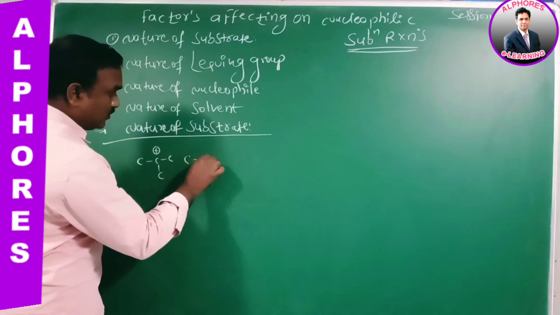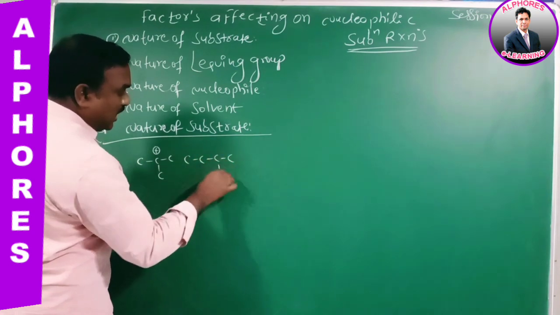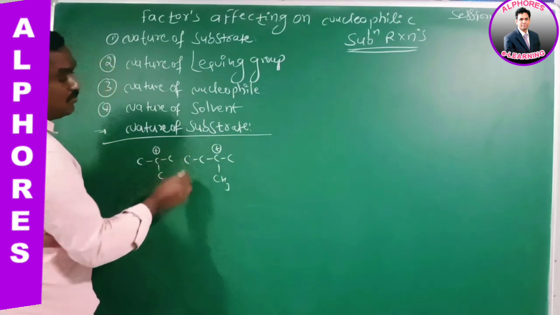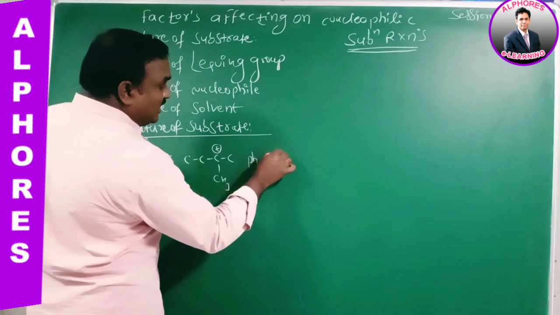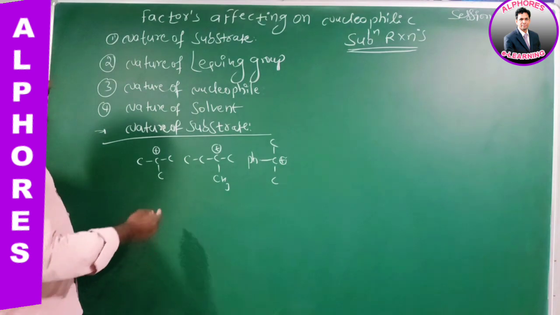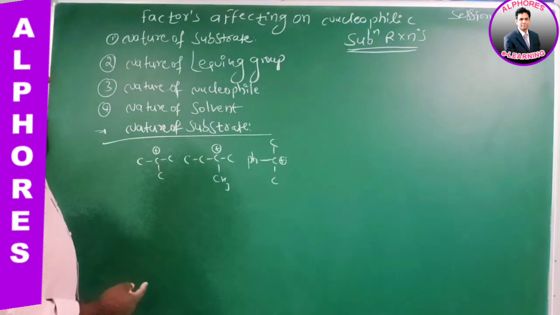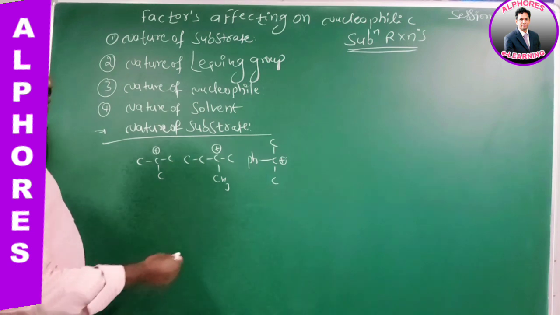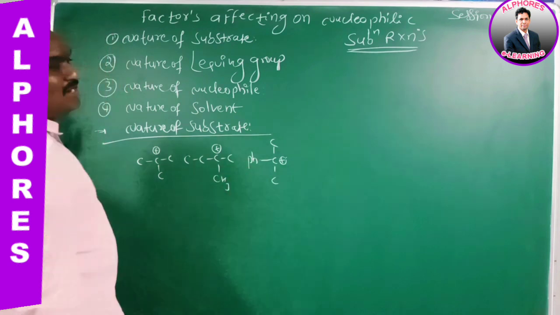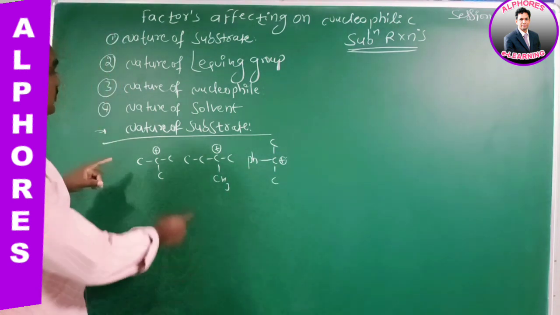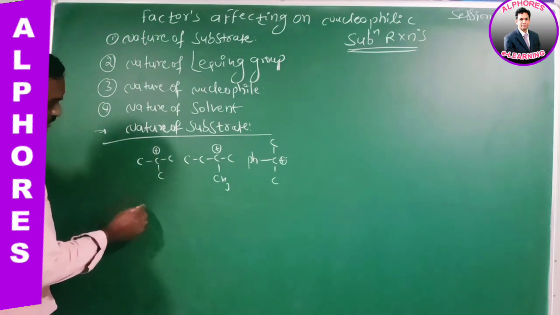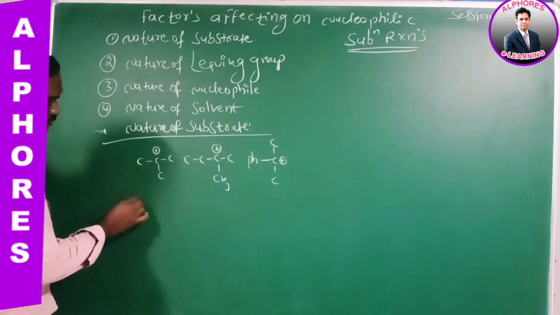Here ethyl, methyl, dimethyl, methyl, ethyl carbocation is given. Here phenyl dimethyl carbocation is given. So this is the way to explain the substrate reactivity. This one is more stable, which means the compound reactivity is more. So tertiary alkyl halides undergo unimolecular nucleophilic substitution reactions.